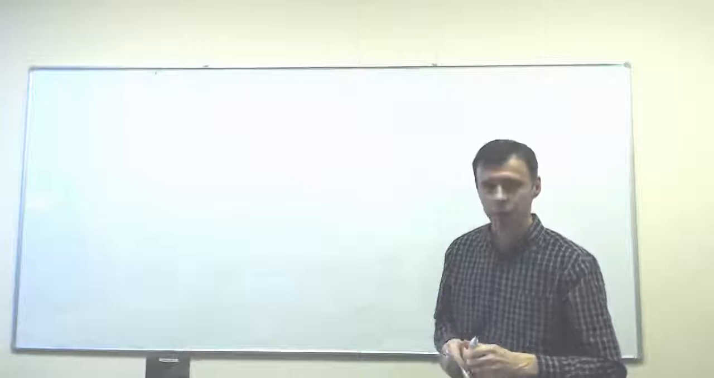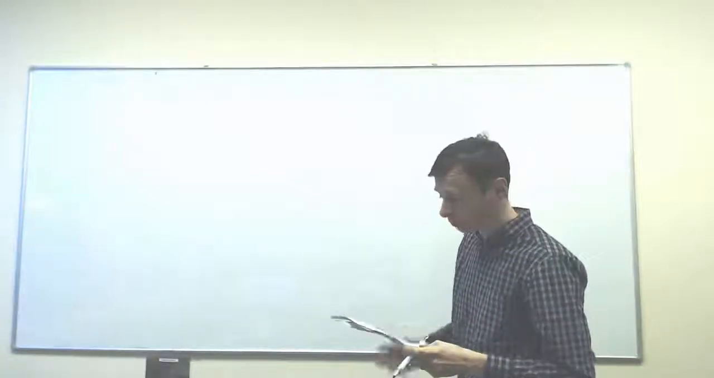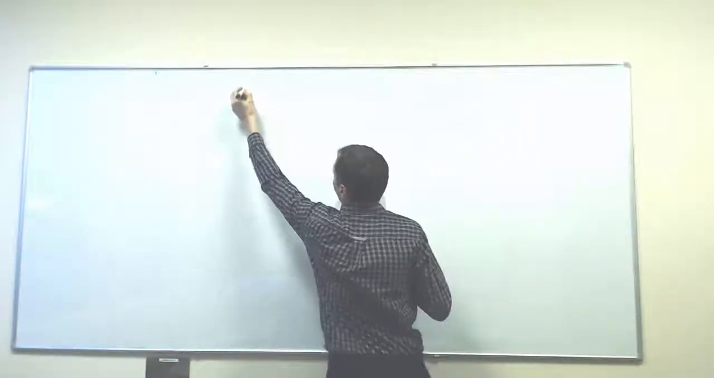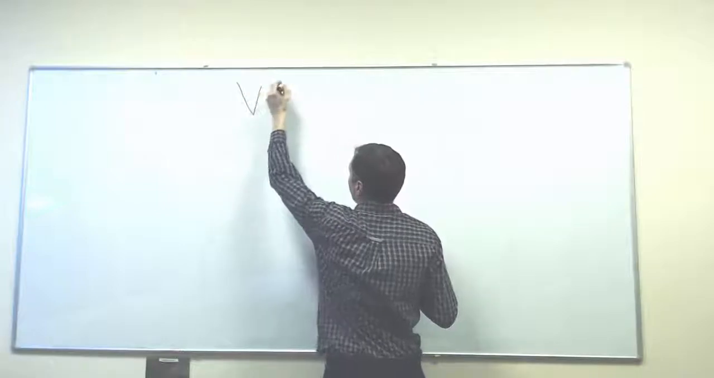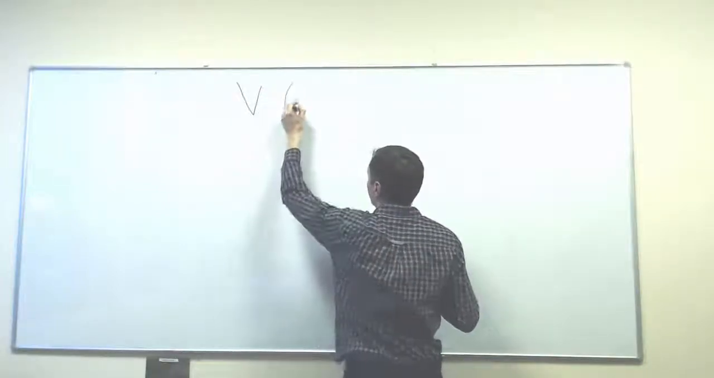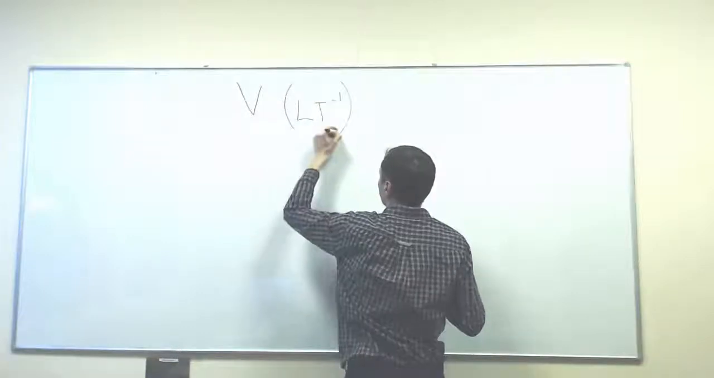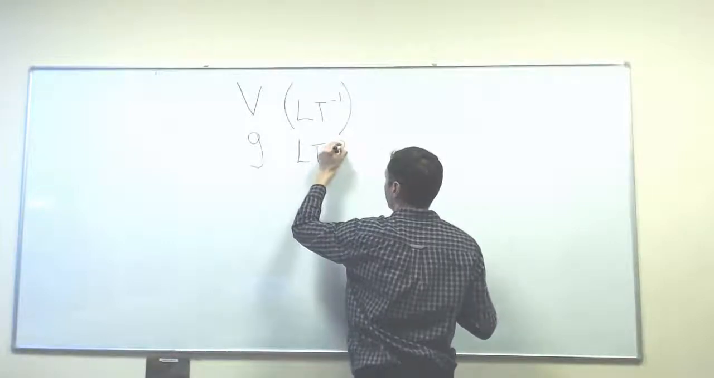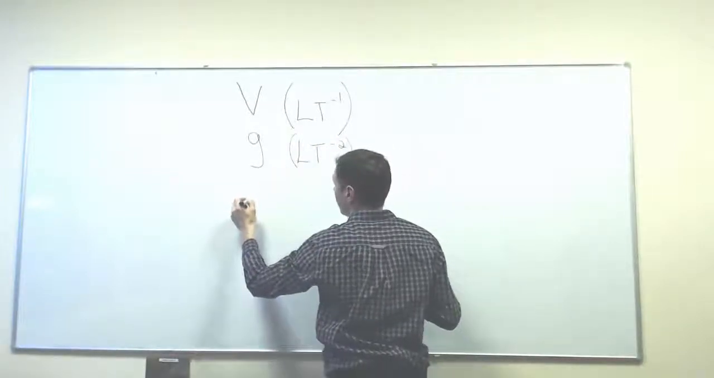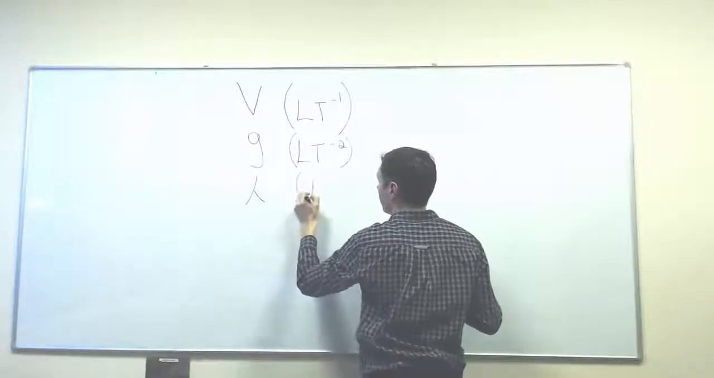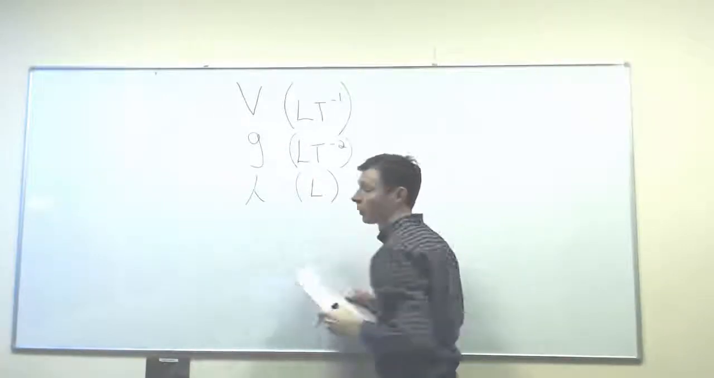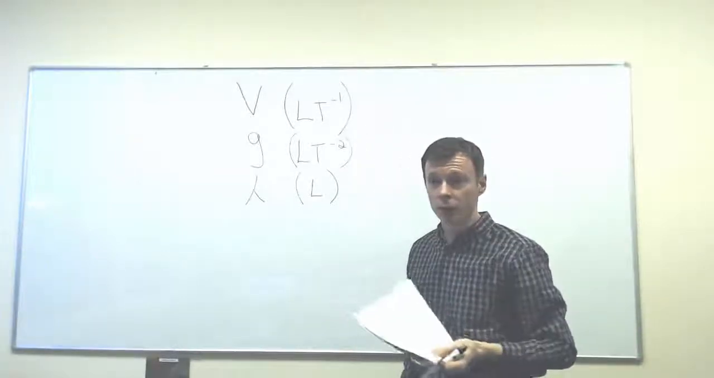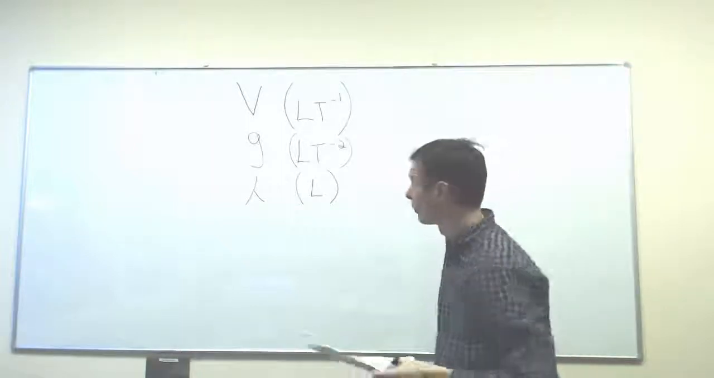Okay, so we'll start off by doing the first part of the question, which is to write out the variables with their fundamental dimensions. Right, so they're the variables that are given to us in the question, and it's implied in the question that they form a dimensionless group.